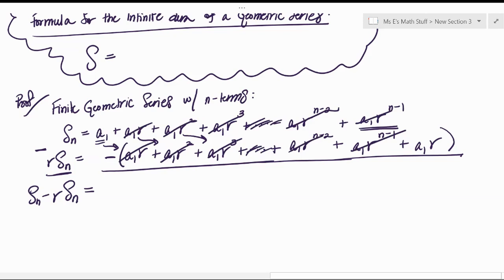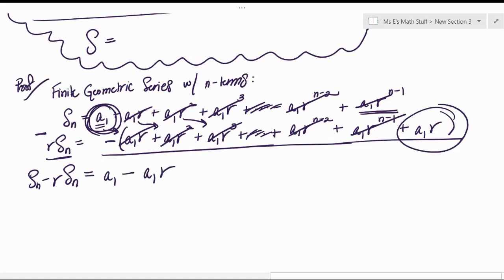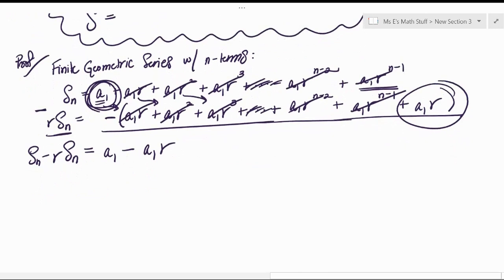And so all of those terms vanished out. And so after all that destruction, who would be left standing? Well, a sub 1 would still be in your expression, and you would have minus a sub 1 r to the n. So all this term-by-term expansion stuff just got way simpler.